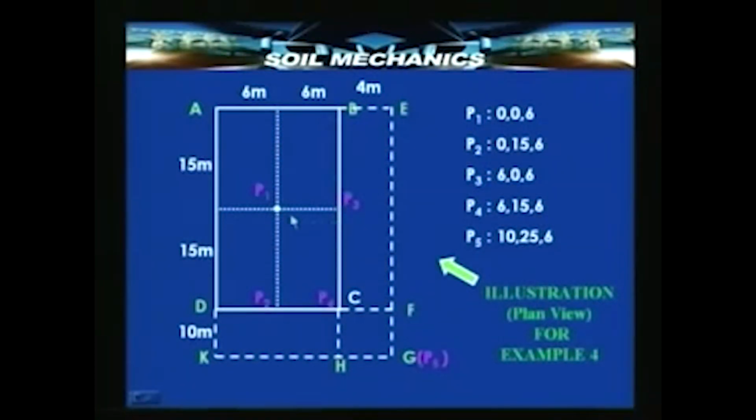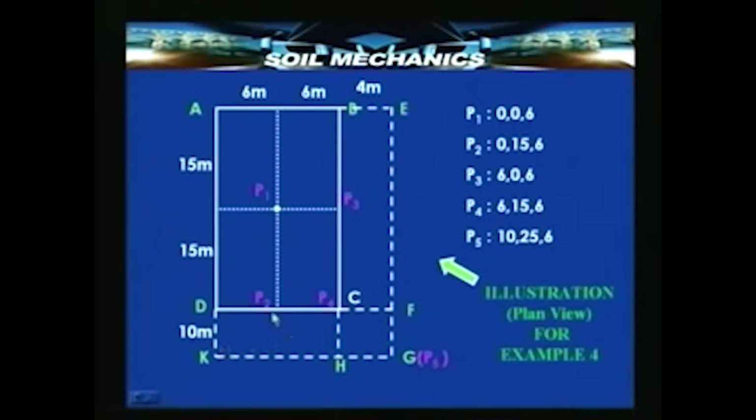So, the stress at point P1 can be computed by multiplying by 4 the stress obtained due to one of these 4 rectangles, the dimensions of which are 6 meters in the horizontal x direction and 15 meters in the y direction.